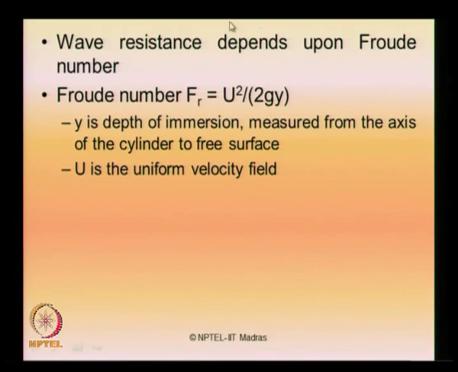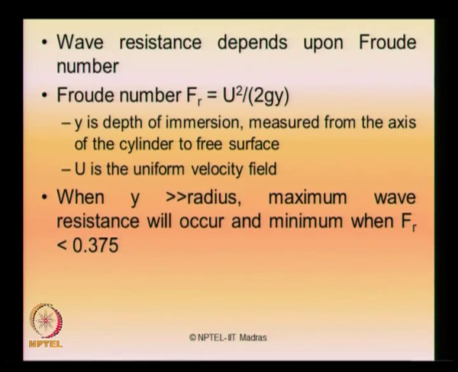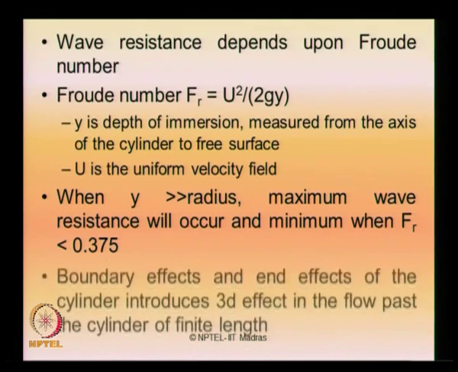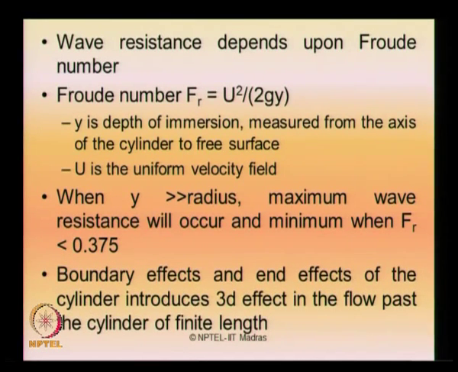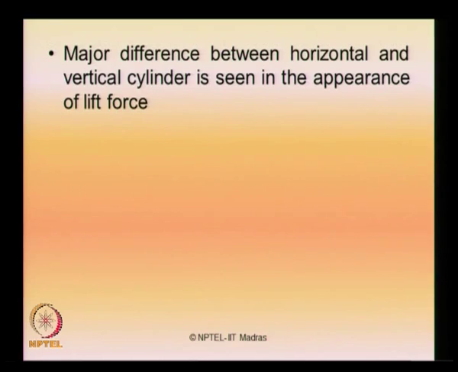The Froude number is given by this equation, where y in this expression is the depth of immersion measured from the axis of the cylinder to the free surface, and u is the uniform velocity present in the field. When y is very large compared to the radius of the member, maximum wave resistance will occur, and it is minimum when the Froude number is less than 0.375. Therefore the boundary effects and the end effects of the cylinder will introduce a 3D effect in the flow past a cylinder of finite length, which is true in horizontal cylinders as well as vertical ones.